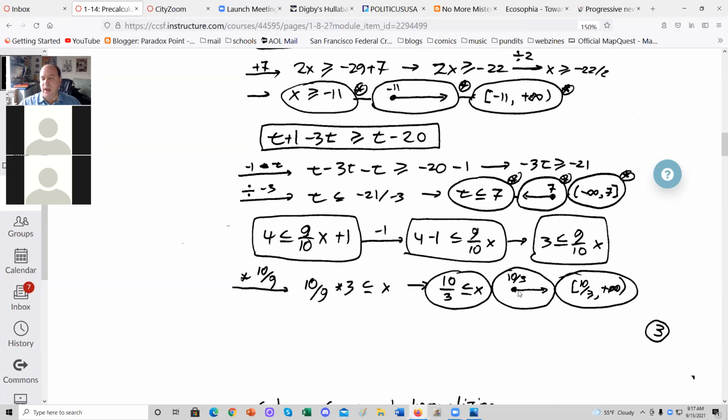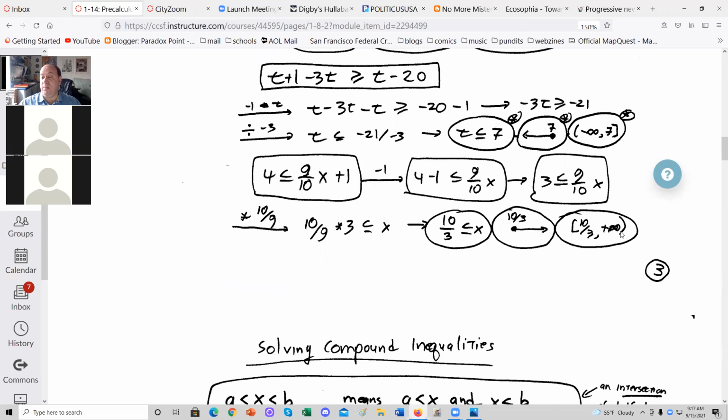That's everything, that's a half line, including 10/3 and everything to the right of it. Denoted square bracket, 10/3 to positive infinity, round bracket. You always put a round bracket near plus or minus infinity because the half line never reaches the infinite.